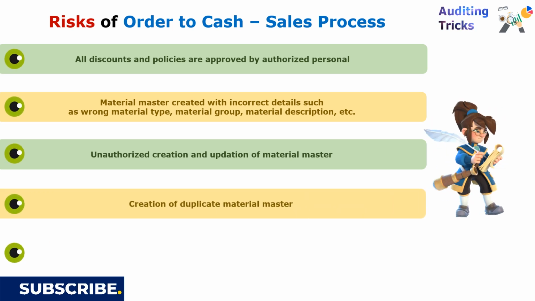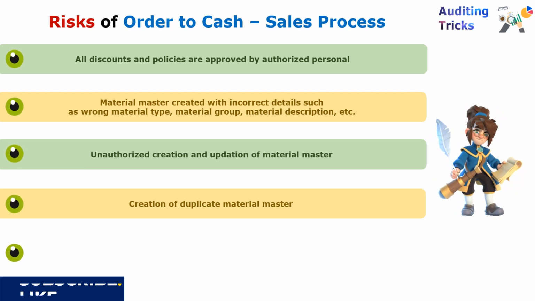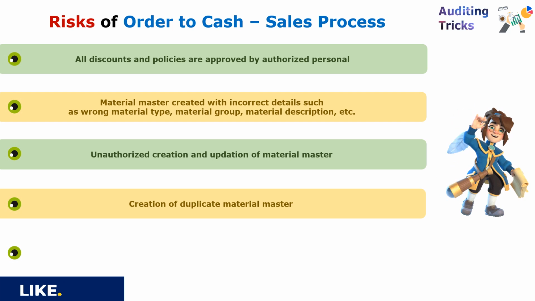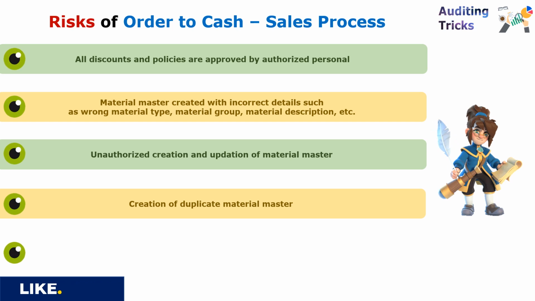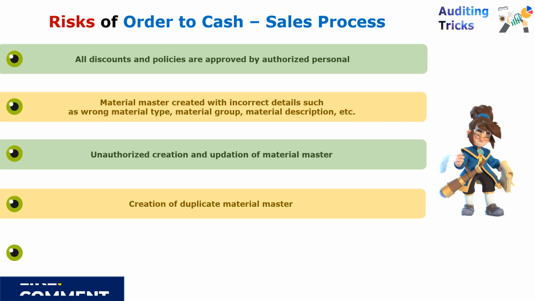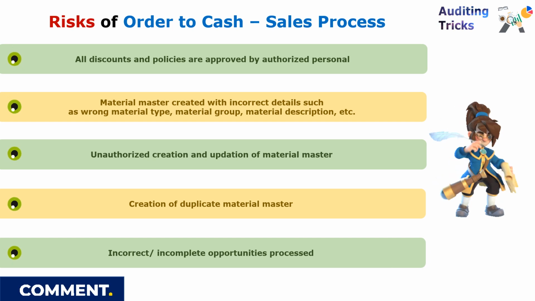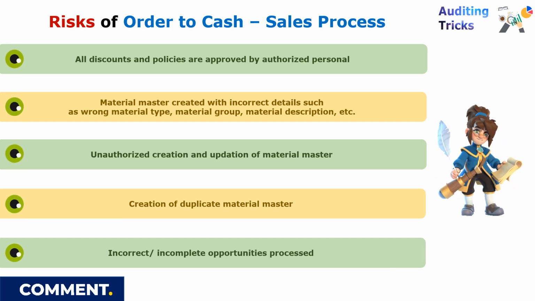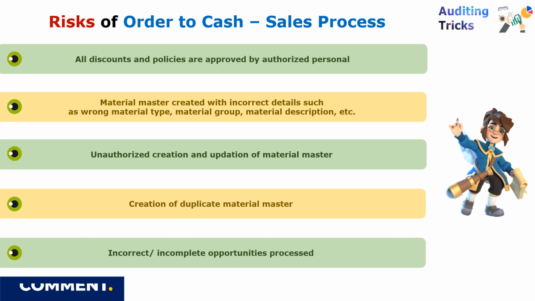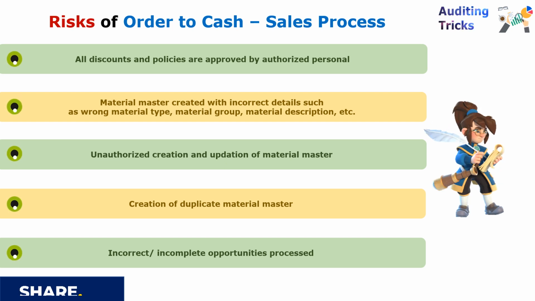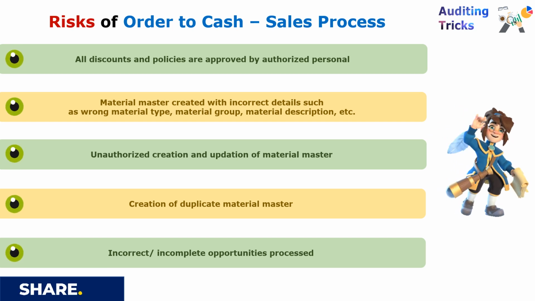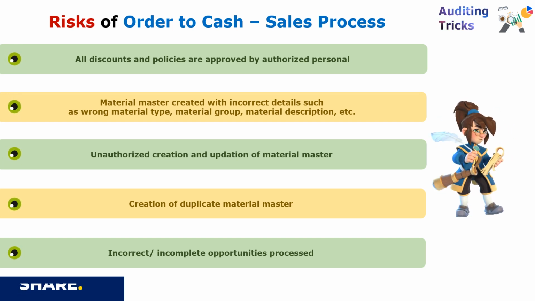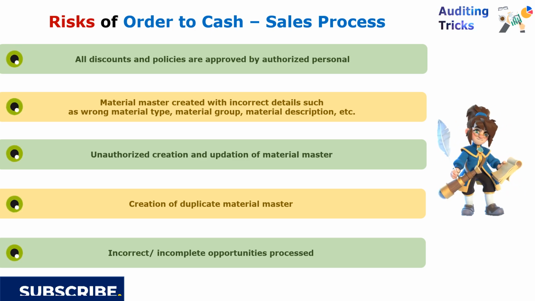Next is creation of duplicate material master. Here we need to ensure that duplicate codes for same material does not exist in our material master data. It is also not a fraud risk and can be rated as a medium or low risk. Next is incorrect, incomplete opportunities processed. It is under the category of sale order management. Here we need to ensure that all opportunities punched in Salesforce or SAP system should include correct and complete information. It is not a fraud risk and can be rated as a medium risk.